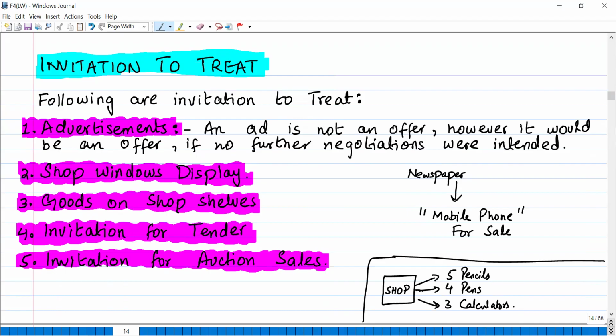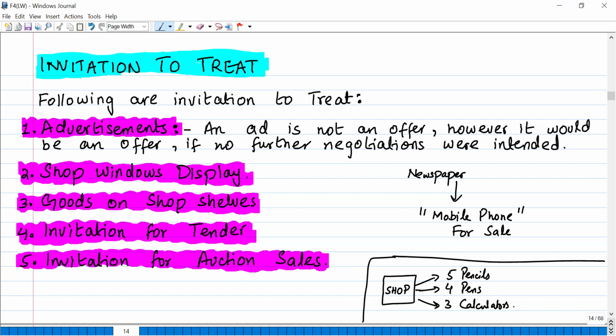A very, very important point. If the wording of the advertisement is such that there is no further room for negotiation, the party who is seeing the advertisement just needs to perform accordingly, and that will amount to acceptance. So if the wording of the advertisement is such that there is no further room for negotiation, then that advertisement will be considered as an offer. But the general rule is that an advertisement is not an offer.